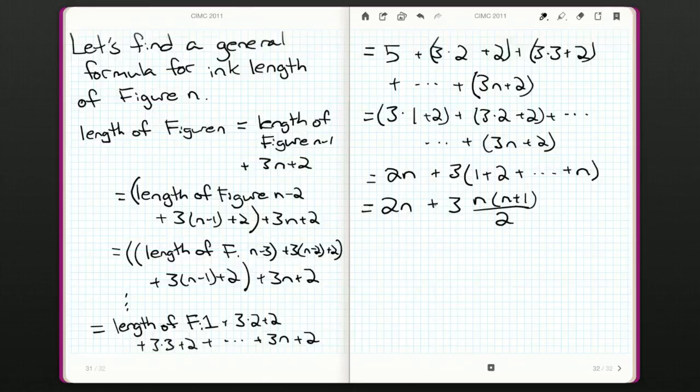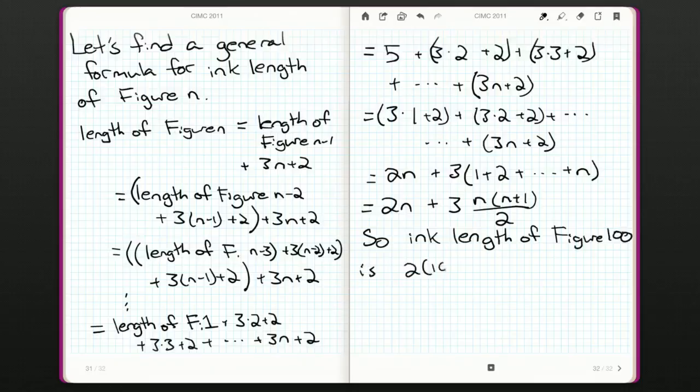We could probably pretty this up a little bit more, you know, make this a 4n and somehow add it in here. But we don't need to. We have a formula. So the ink length of figure 100 is 2 times 100 plus 3 times 100 times 101 over 2. And we can grab our favorite calculator if we need to and work that out.